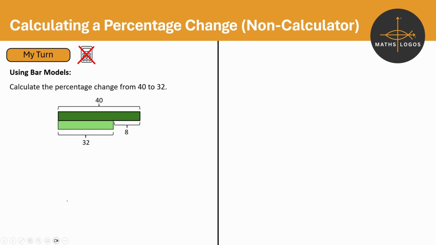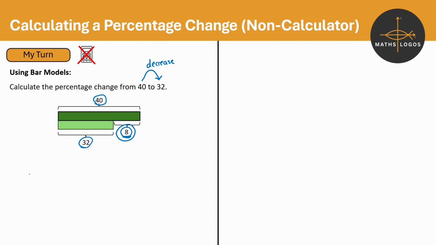Our next example says calculate the percentage change from 40 to 32. First thing we want to point out is that this is going to be a percentage decrease in this question. As you can see, I've started with my 40. I've lost some amount to take me down to 32, and the bar model shows me that I've lost 8. I want to know what fraction of 40 is the 8, and then turn that fraction into a percentage.